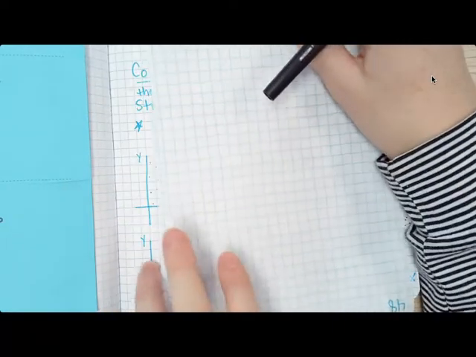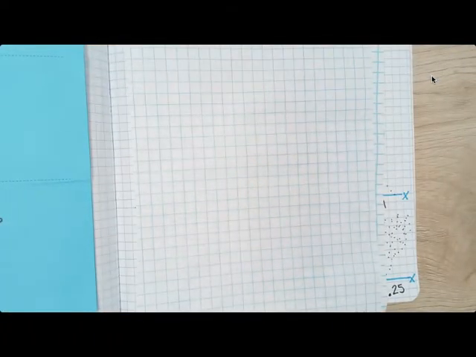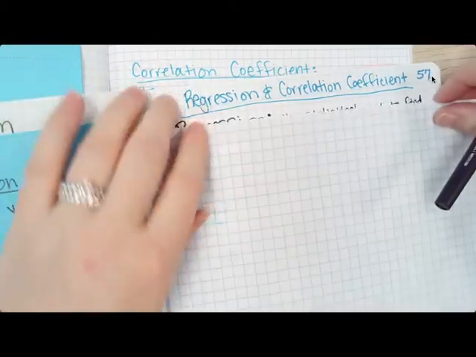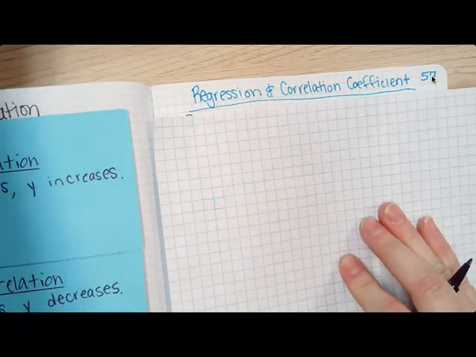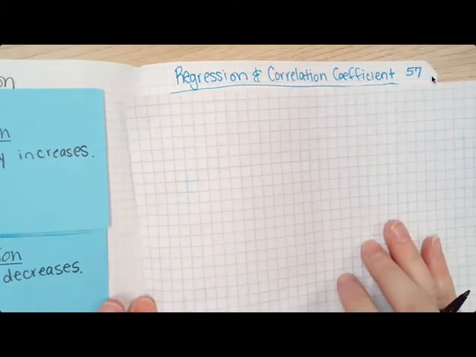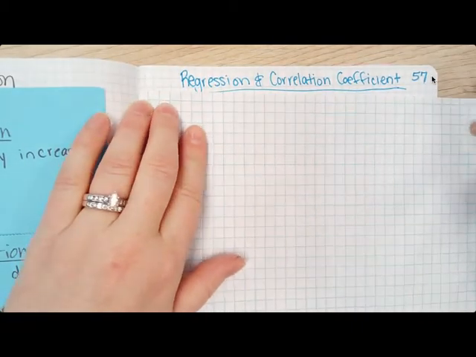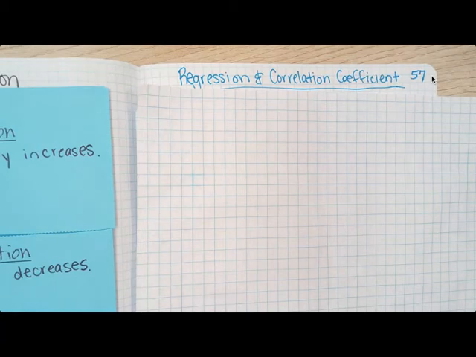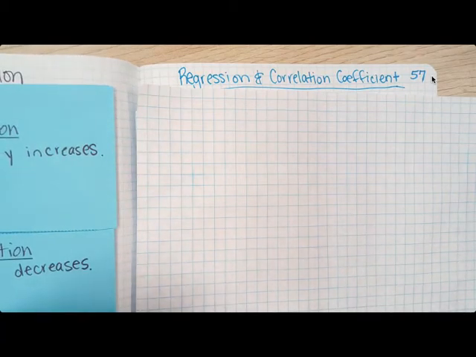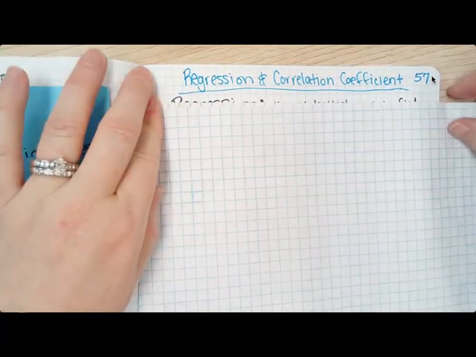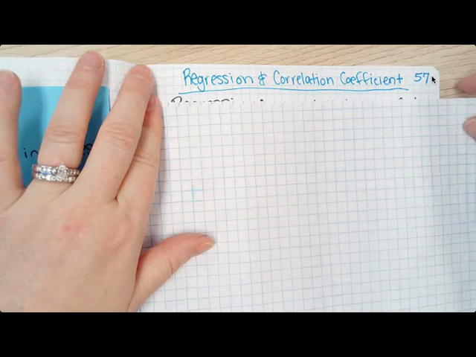So let's go over to page 57. Title the page Regression and Correlation Coefficient. The first word that we're going to talk about is regression. So regression is finding the line of best fit.